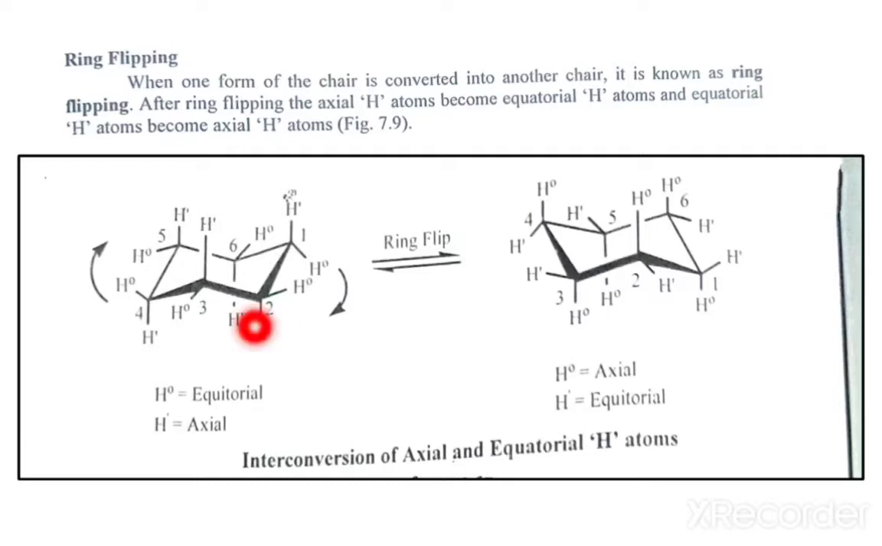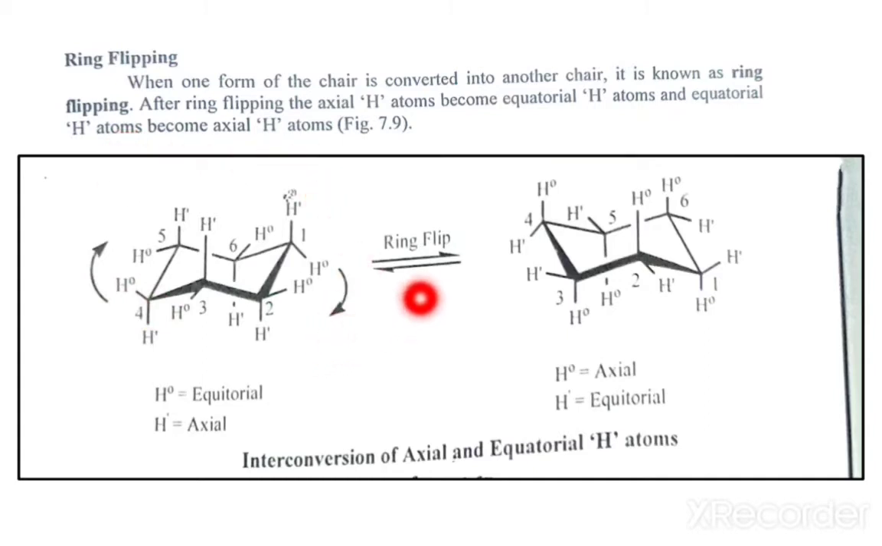Here this is axial, this is equatorial. Here axial, this is H zero, here H zero is equatorial. I have mentioned here H zero, that means equatorial, and here H dash, that means axial. And if you perform the ring flipping in this way, the directions are given here. This bond will be stretched in this way and this way.